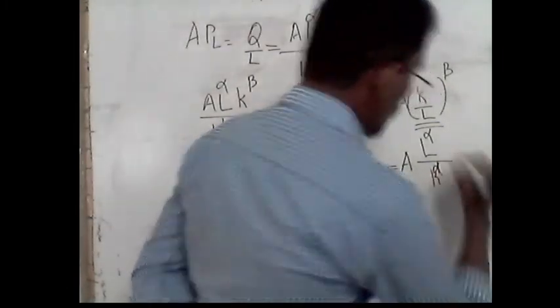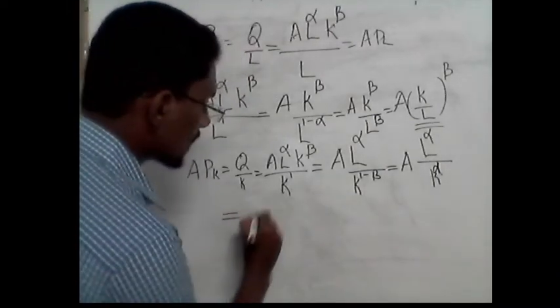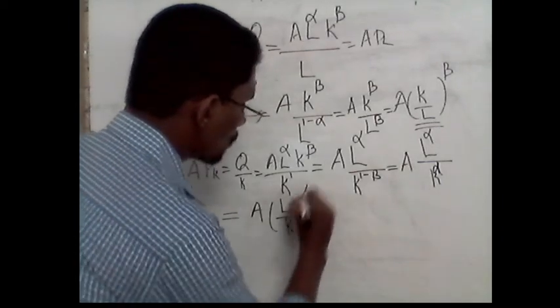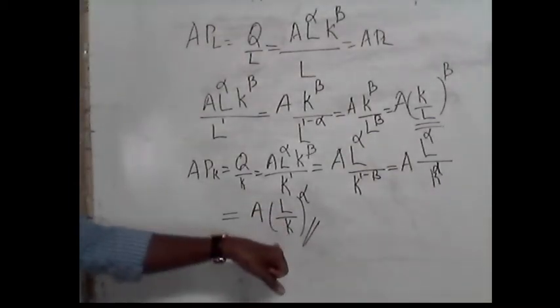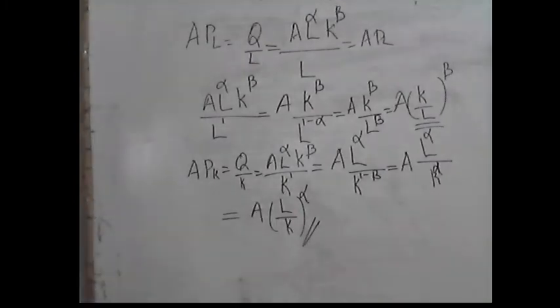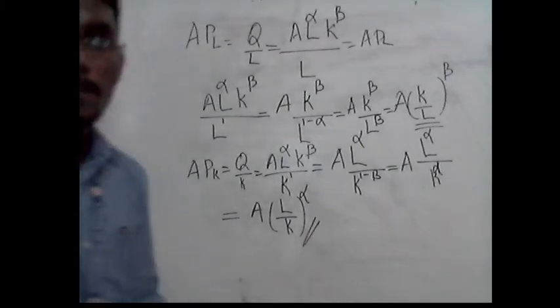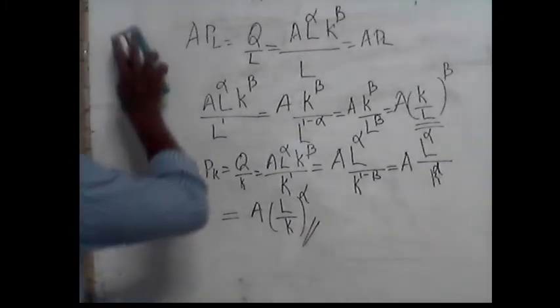And here the power of labor and capital are the same, that is alpha itself. Thereby, we can rearrange this as A times L by K, the whole raised to alpha. This is also shown as a ratio of the respective factors of production. This is the second property of the Cobb-Douglas production function, that the average product of the factors of production can be obtained by a ratio, either the K by L ratio or the L by K ratio. This is the second property.